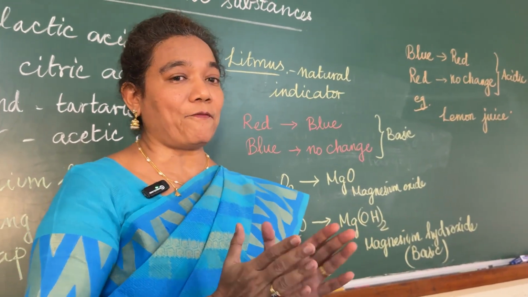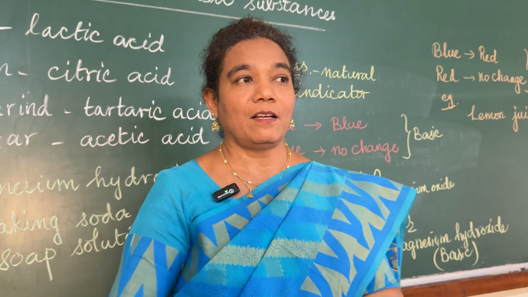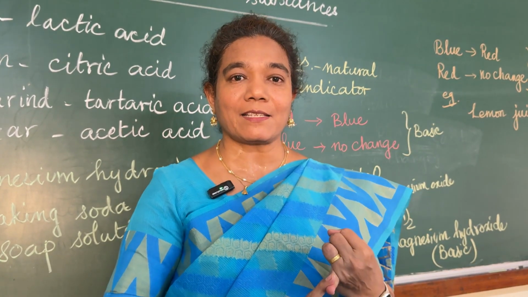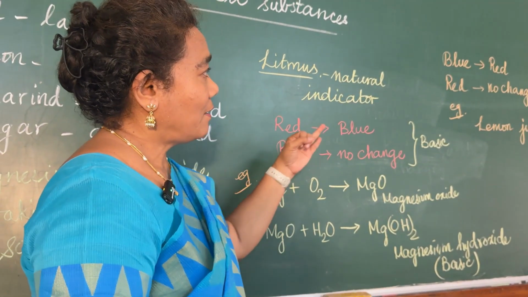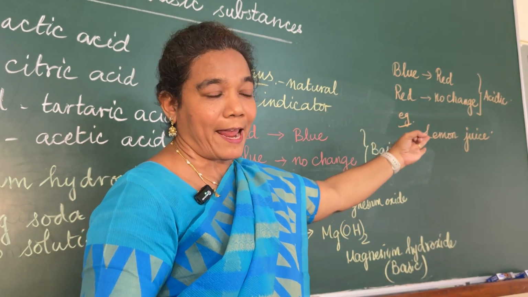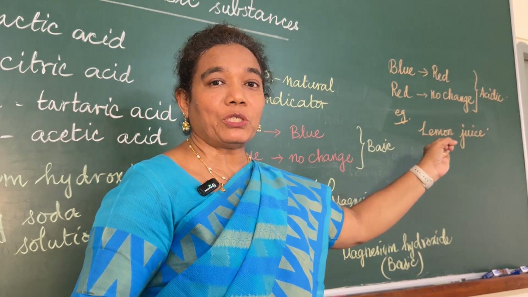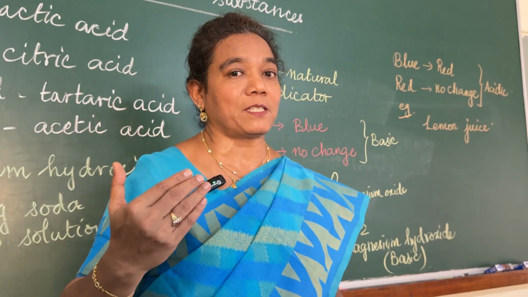So what are all the differences, children, we can see for acidic and basic substances? Have you all understood? First point, they are sour in taste. They contain acids. Then for acidic, the red litmus paper, there is no change. If we dip the blue litmus paper, it will change into red color. So these are the 3 points you can write for acidic substances.